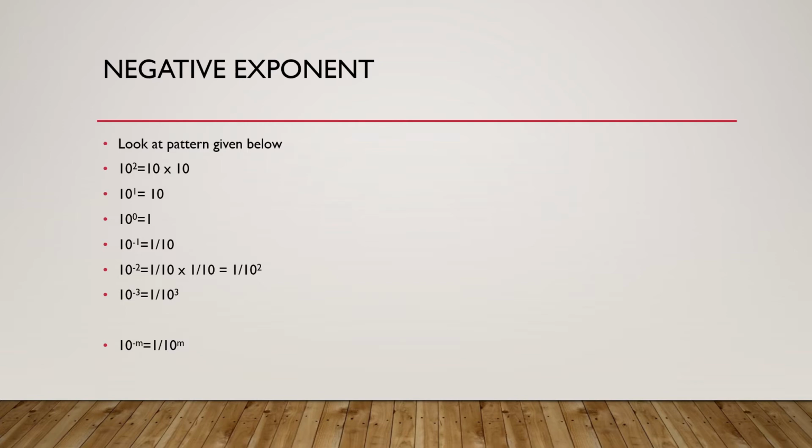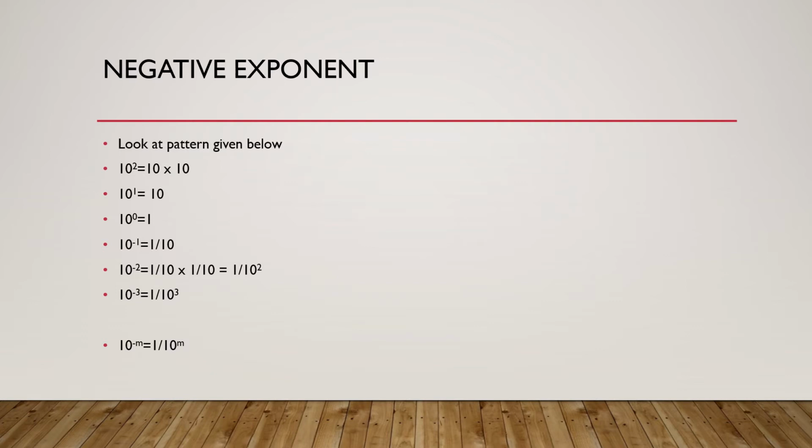How? We will simply take reciprocal of 10. Now what is the reciprocal of 10? 1 by 10. Yes, and negative minus 1 will become plus 1. There is no need to write plus 1 because we know if there is no power means plus 1 is there. Now 10 power minus 2, again negative exponent is there.